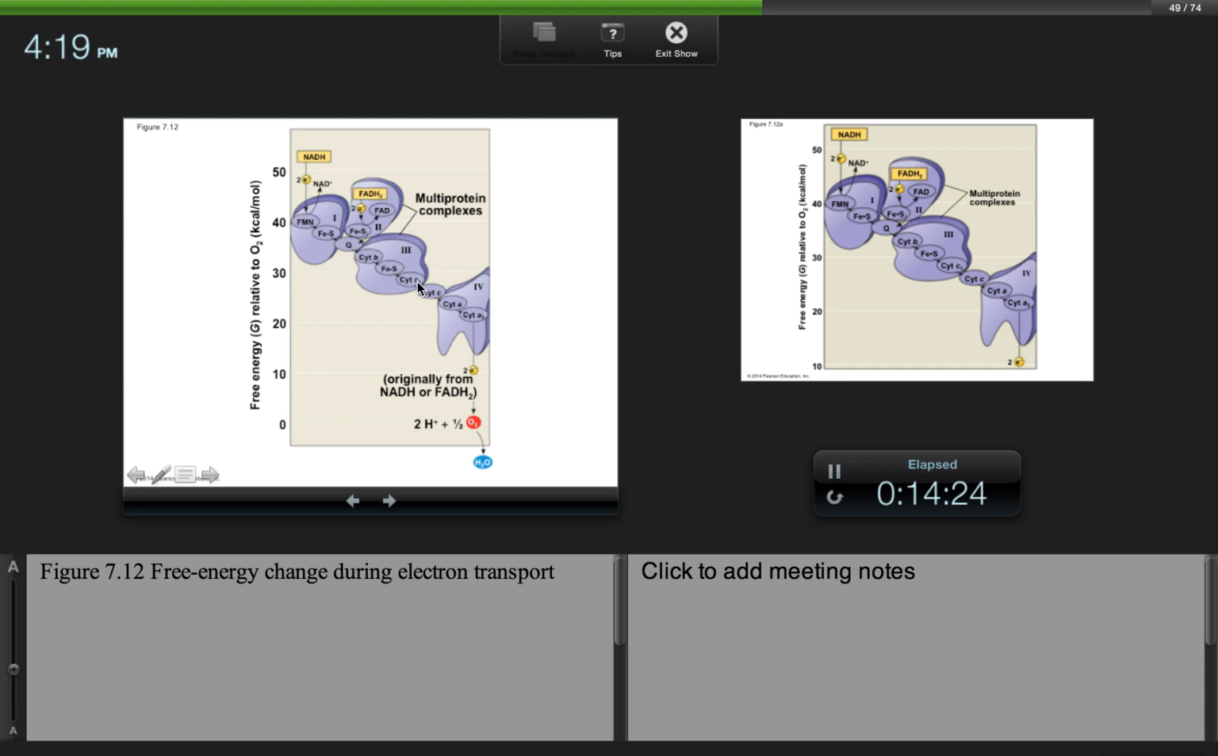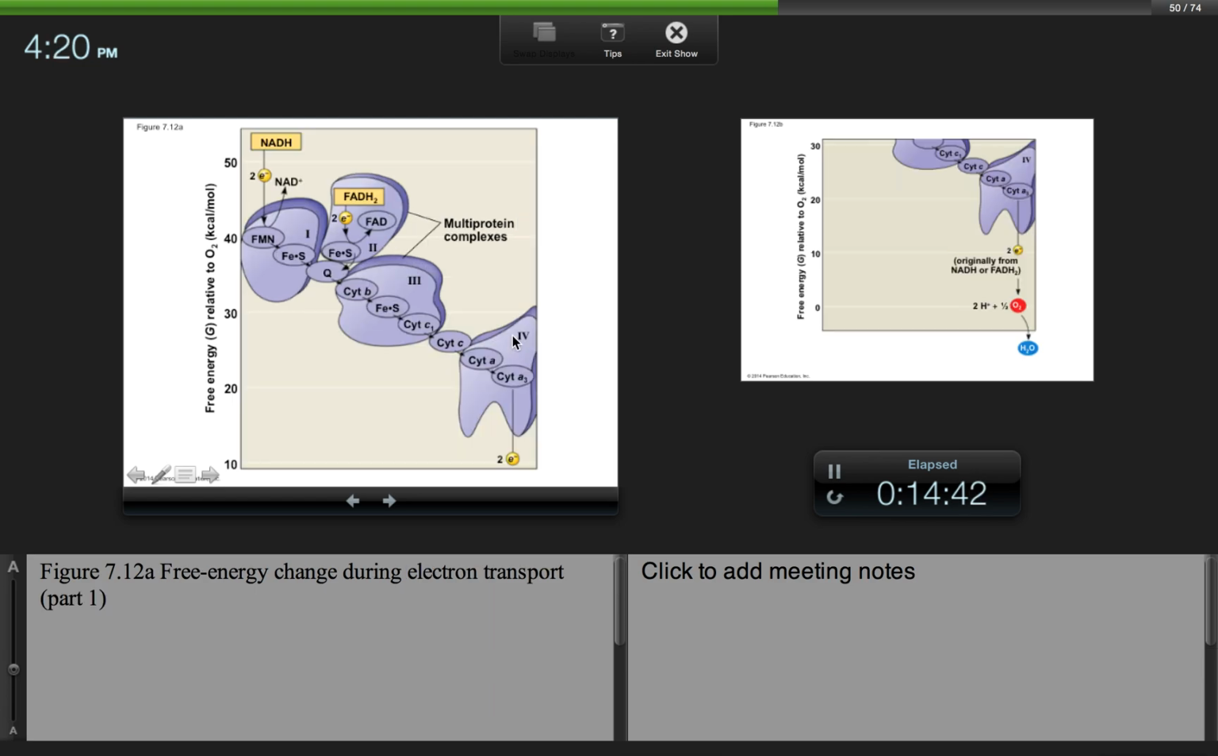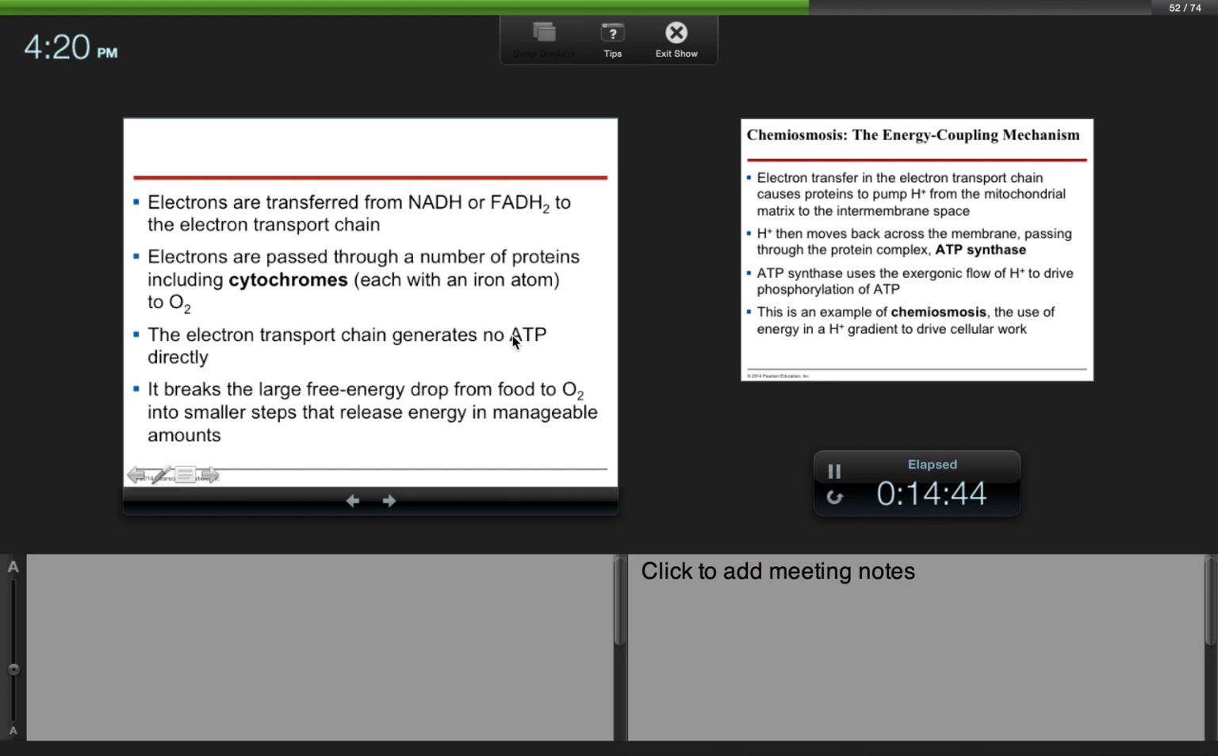Now this is an exergonic fall. As the electrons fall down the electron transport chain, that generates energy. This energy is not ATP. It's not the ATP that gets generated through oxidative phosphorylation. Instead, it drives another process which generates ATP.